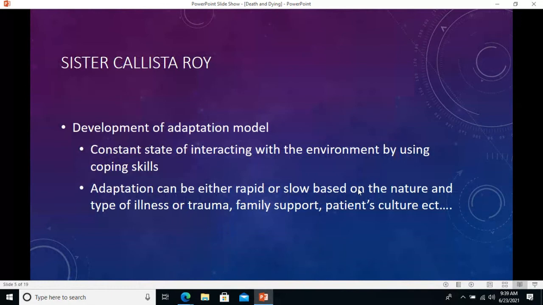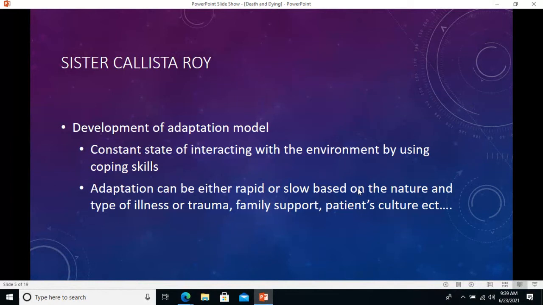Kind of some history. Here's Sister Callista Roy. Development of adaptation model, constant state of interacting with the environment by using coping skills. Adaptation can be either rapid or slow based on the nature and type of illness or trauma, family support, or patient's culture. So how does a patient respond to a diagnosis?